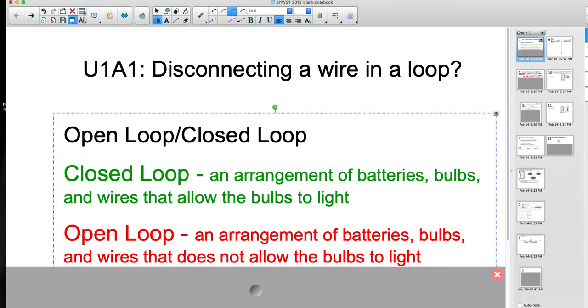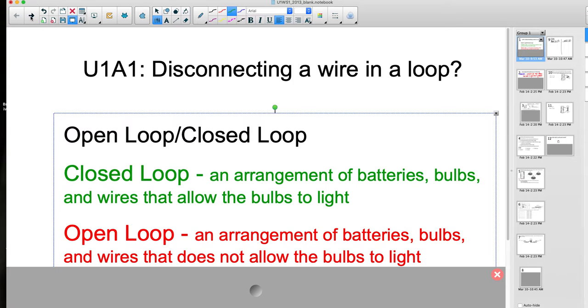Secondly, an open loop would be an arrangement of batteries, bulbs, and wires that does not allow the bulbs to light, which would be anything that has a break, either by disconnecting a wire, removing a bulb from a socket, removing a cell, or putting some sort of non-conductive material in the loop as well. When you just disconnect a wire, that puts air in the loop, and that would not allow the bulbs to light.